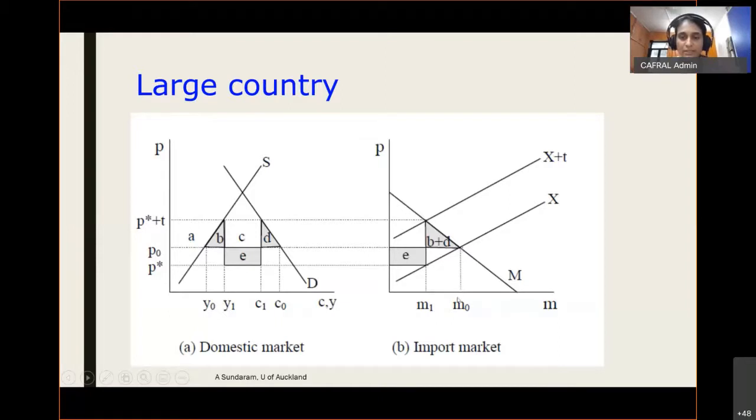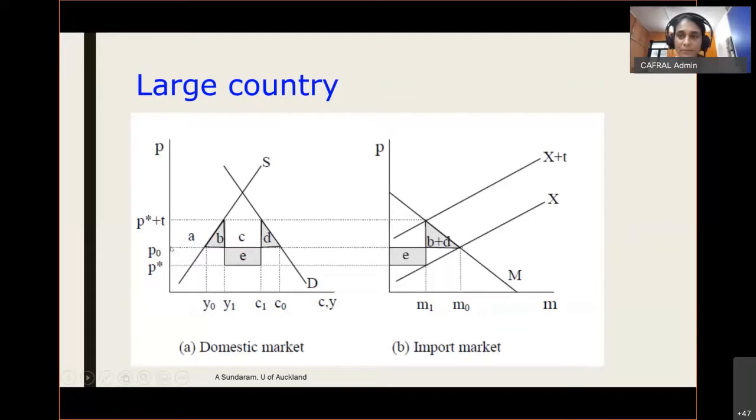Imports were M naught. The government came in with a tariff. The export supply curve shifted to X plus T. Let's look at what happened to prices. If you look at the domestic market, the price after the tariff is now P star plus T. But then what has happened to the world price? Because this is a large country, by imposing a tariff, this country has actually driven down the world price to P star from P naught.